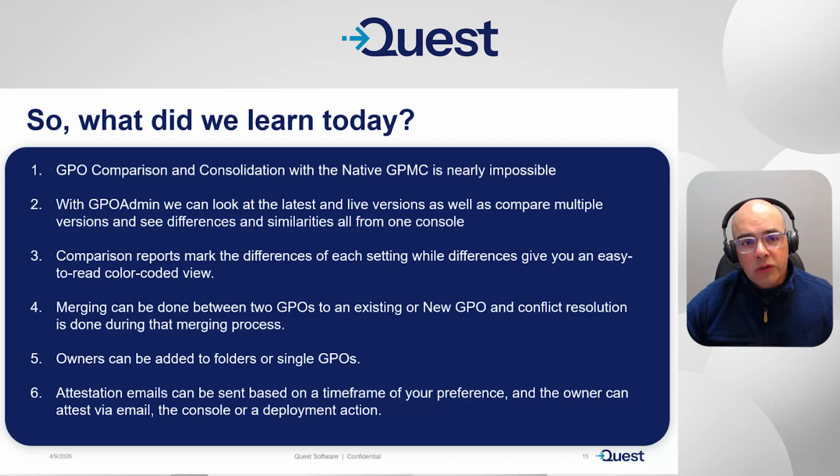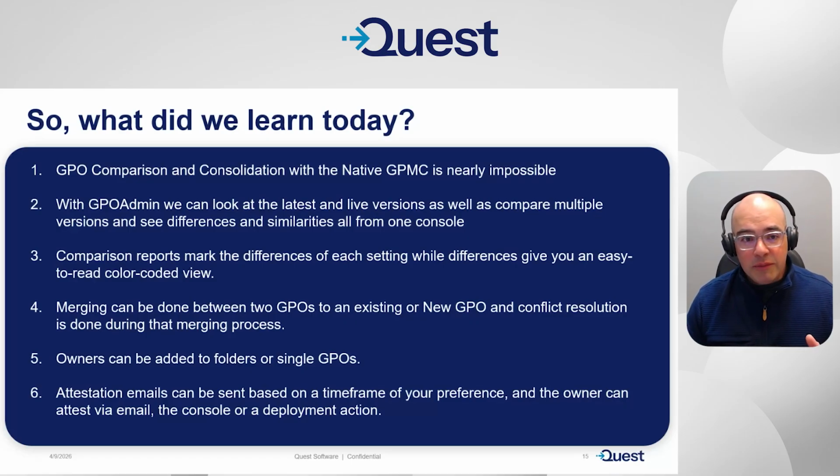So what did we learn today? We learned that GPO comparison and consolidation in the native GPMC is pretty much nearly impossible. We have to open up settings reports and compare across them by ourselves without any markings to see exactly what's similar and what's different. And if there's a lot of settings in that GPO, it's really hard to look at it and understand or not miss anything in that report.